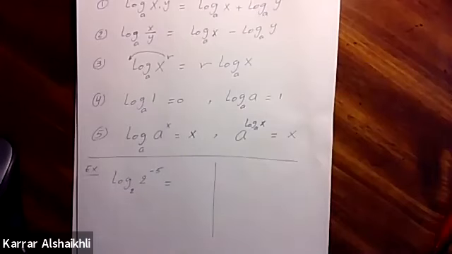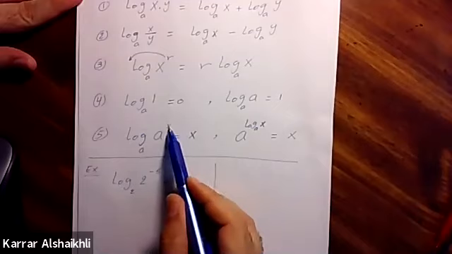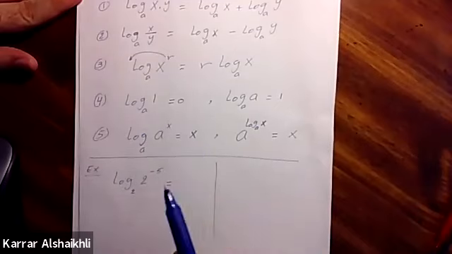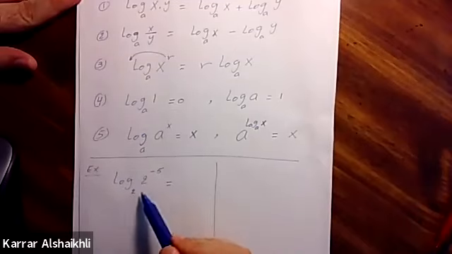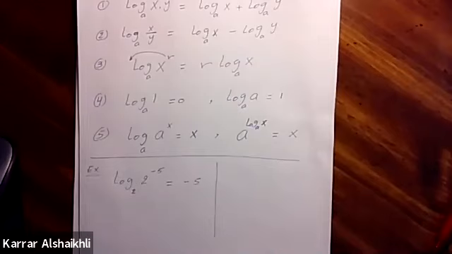Number 5, this part or this part? The first part. So how much is the result going to be here? Check here. Rule number 5, the first part. a, and here's the x. The result is going to be x. Where is the x here? -5. So just write down -5. That's it. I gave you the rule. You're just going to check which rule is similar to this one.